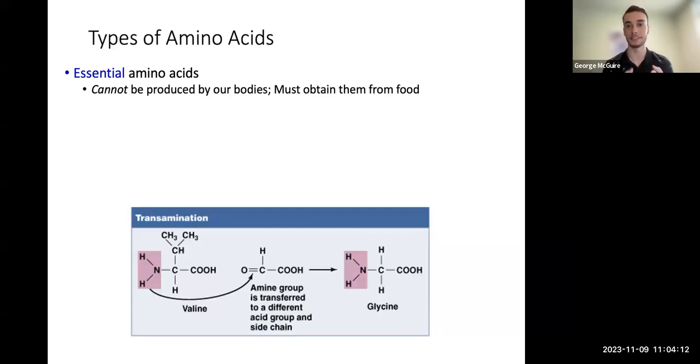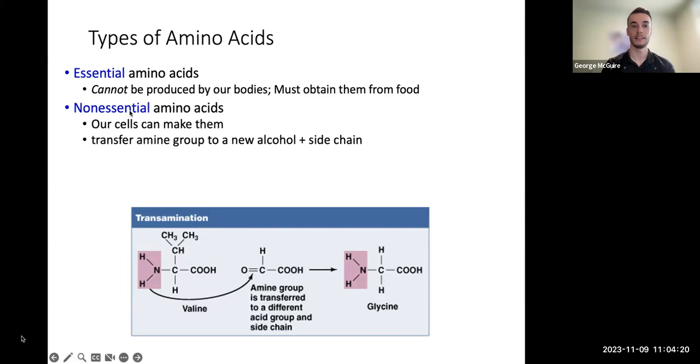We must eat it. We must get it from some other organism because our bodies cannot synthesize it, our cells cannot synthesize it. And then we have non-essential amino acids. So these are the amino acids that our cells can synthesize. And we would do this by transferring an amine group from one amino acid to a different one, or to another acid group with a side chain, essentially creating a new amino acid. So that's what you see here. We took the amine group from valine and added it to the other portions of this central carbon that would lead to a glycine.